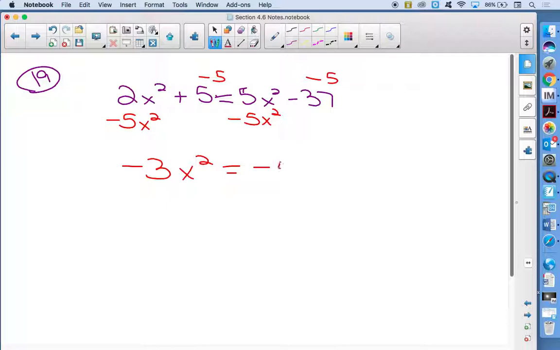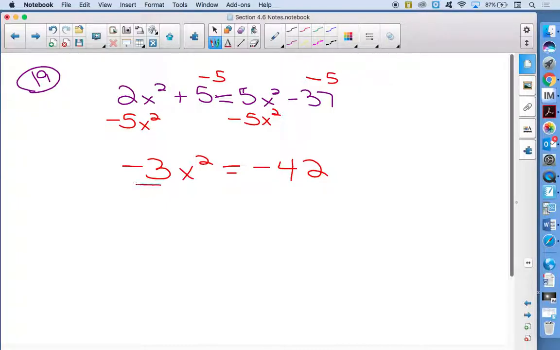Negative 42. And it doesn't matter which side you take the number and the variable to. I'm a person who always likes to have my variable on the left and the number on the right, but maybe you like to have your variable be positive. So maybe you move the 2x squared to the left and the 37 to the right. Totally up to you. So Tyler, after that, what do you do next?